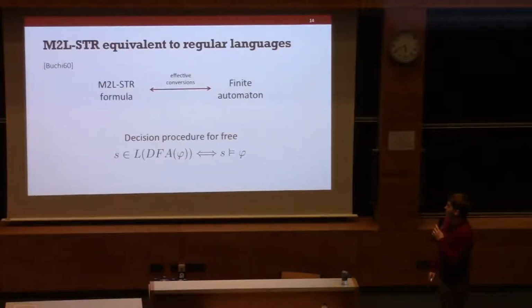OK, so essentially what Büchi had was a decision procedure for monadic second-order logic of one successor over strings. Because after we build the automaton, you can check emptiness.